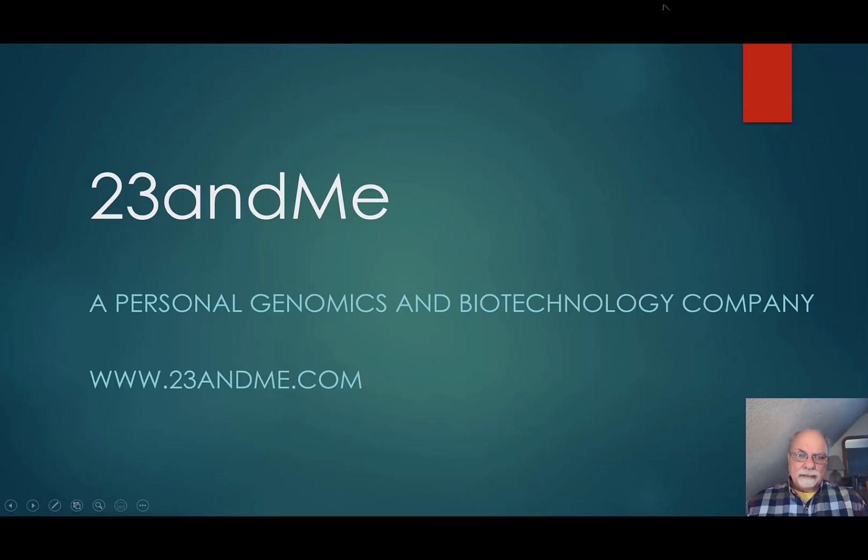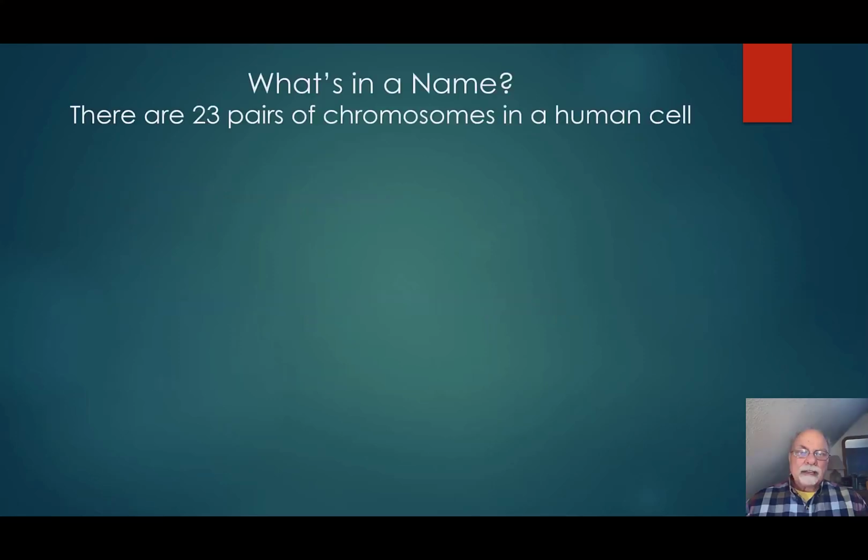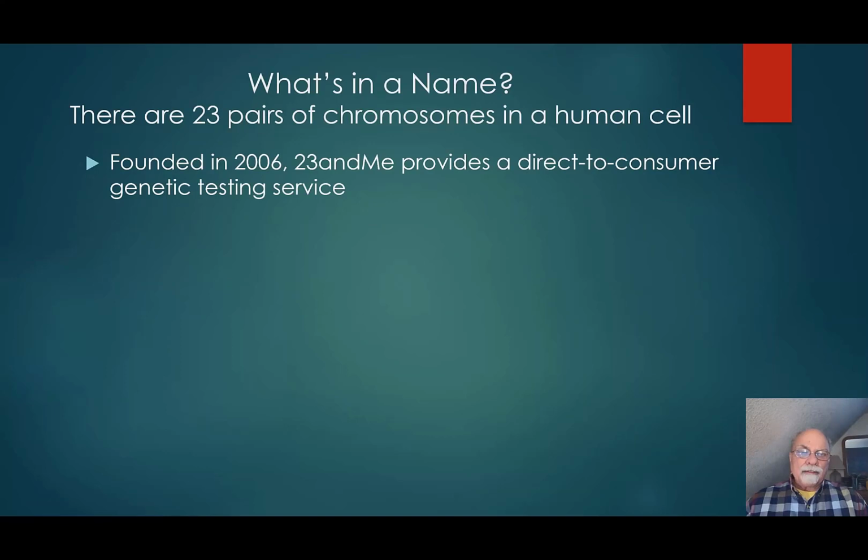And their website is 23andme.com. So what's in a name? Well, where'd they get the name from? Well, there are 23 pairs of chromosomes in the human cell. They were founded in 2006, and they provide what is called a direct-to-consumer genetic testing service.